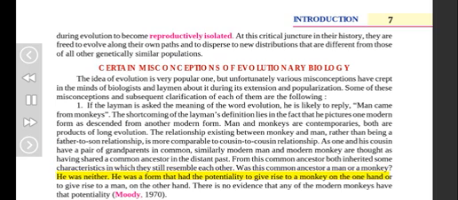He was neither. He was a form that had the potentiality to give rise to a monkey on the one hand, or to give rise to a man on the other hand. There is no evidence that any of the modern monkeys have that potentiality. Moody, 1970.